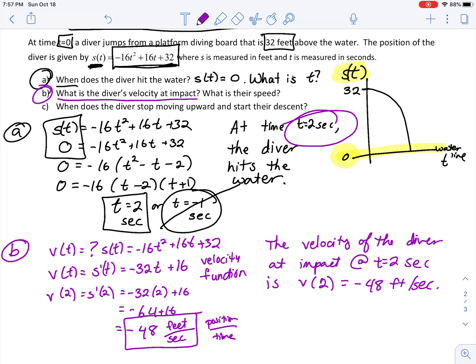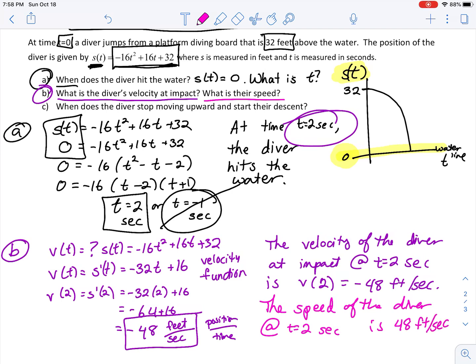What is the diver's velocity at impact? There's a second question to it, and it says, what is their speed? Remember that for speed, they do not care if you are moving in a negative or positive direction. They just care how fast you're going. So the speed of the diver at t equals 2 seconds is 48 feet per second. So speed is the absolute value of velocity. You don't change the sign, you just make it positive.